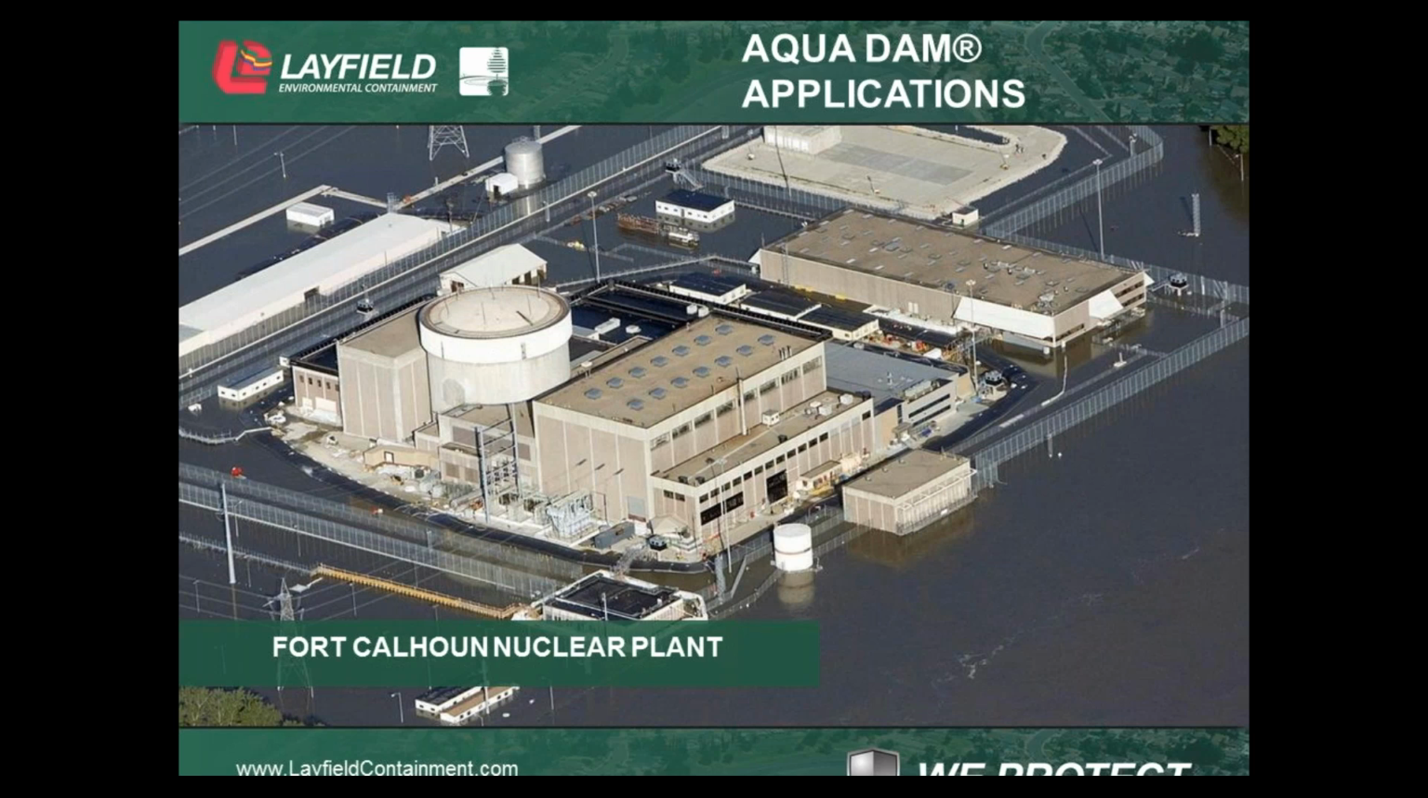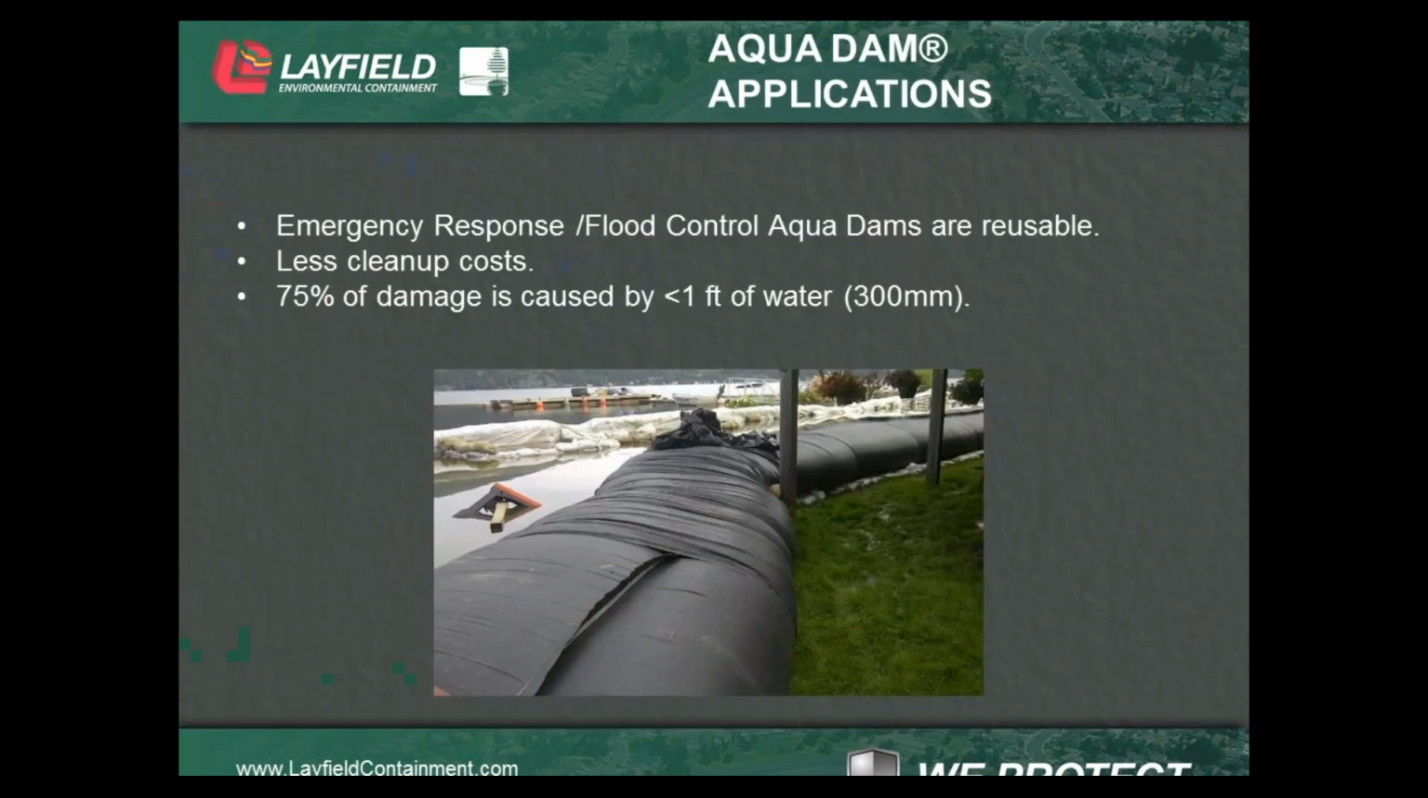This is in Nebraska along the Missouri River. The Missouri is a large water body and sees flooding quite regularly. So we protected this nuclear power plant from flooding.